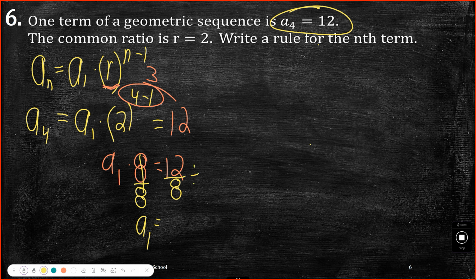Or we can divide top and bottom by what? 4? 12 divided by 4 is 3. 8 divided by 4 is 2. Wasn't that what we got the other way? So A1 is 3/2 with the R is 2, and just plug it in here, and you're done.